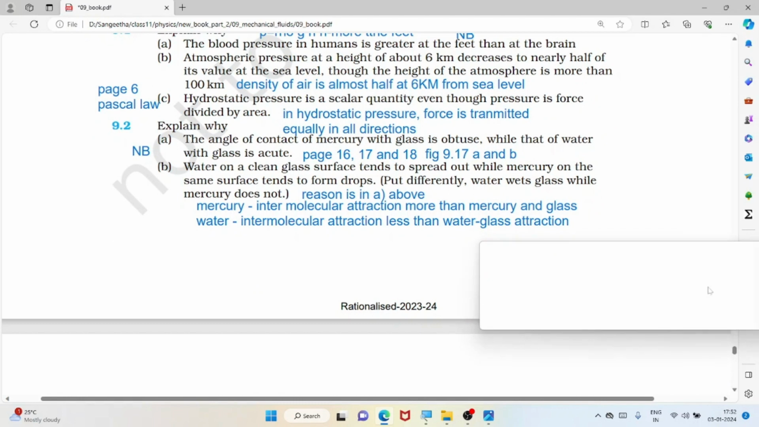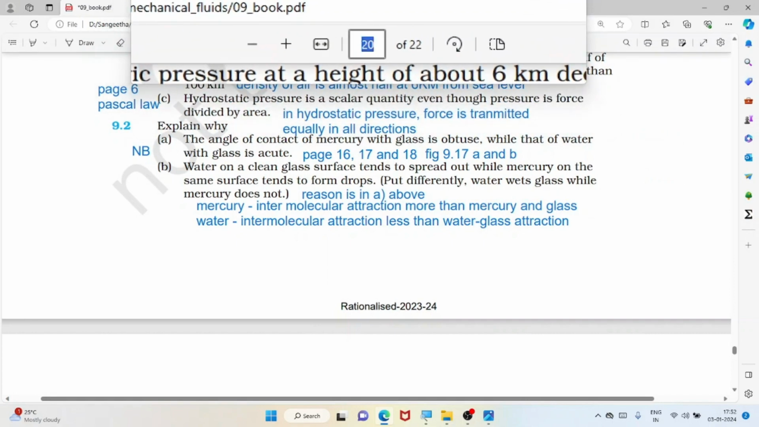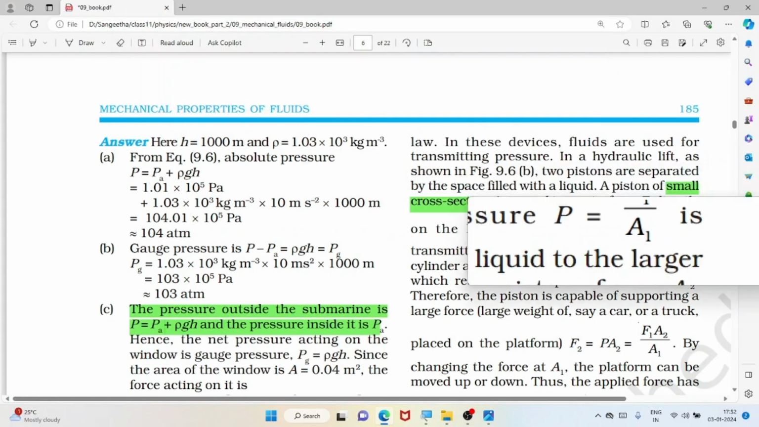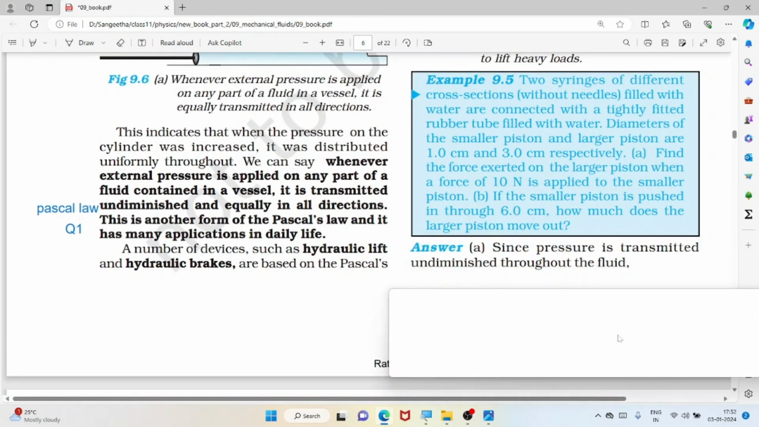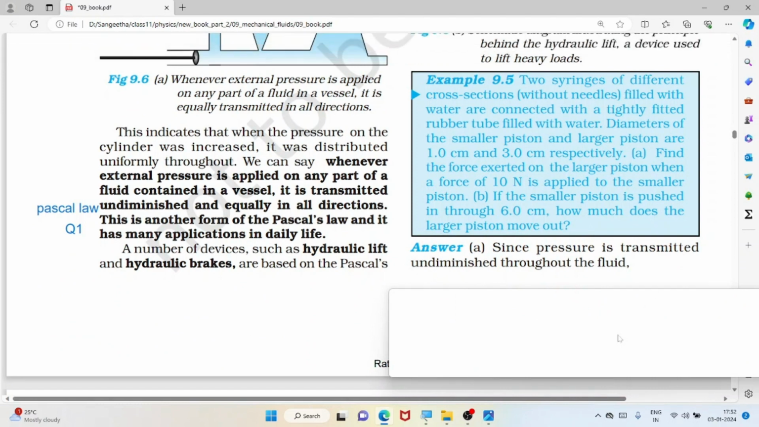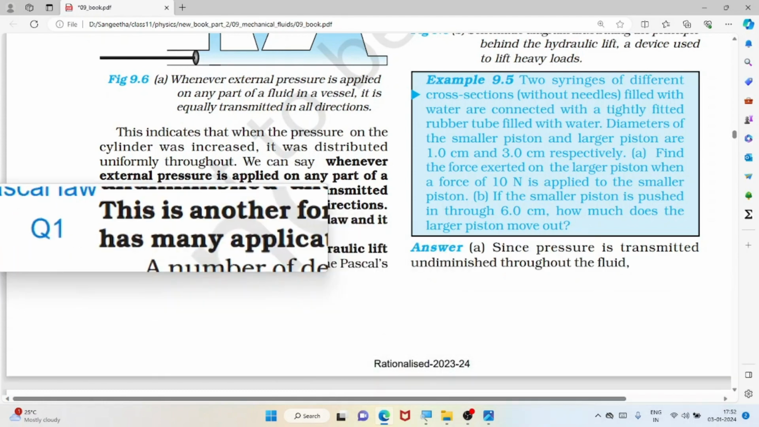Hydraulic pressure is a scalar quantity even though pressure is force divided by area. Hydrostatic pressure is transmitted in all directions equally. So it is directionless, so it is a scalar quantity. Whenever external pressure is applied to any part of a fluid contained in a vessel, it is transmitted undiminished and equally in all directions.